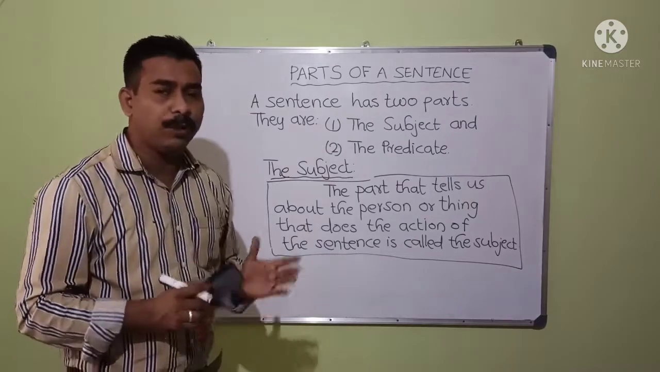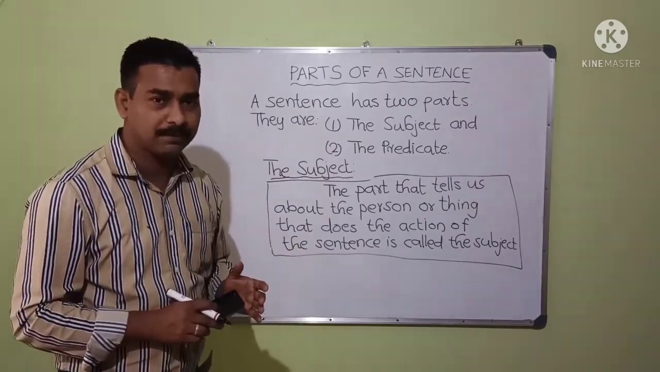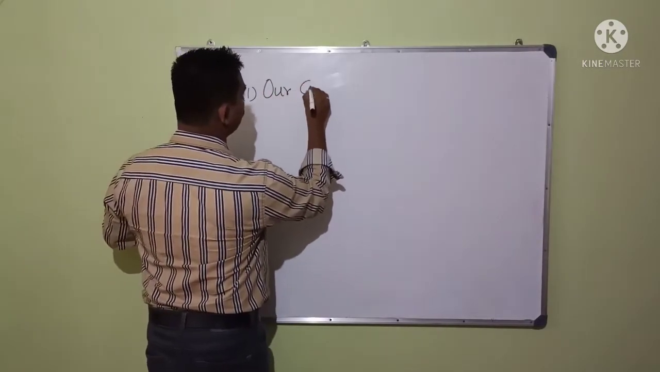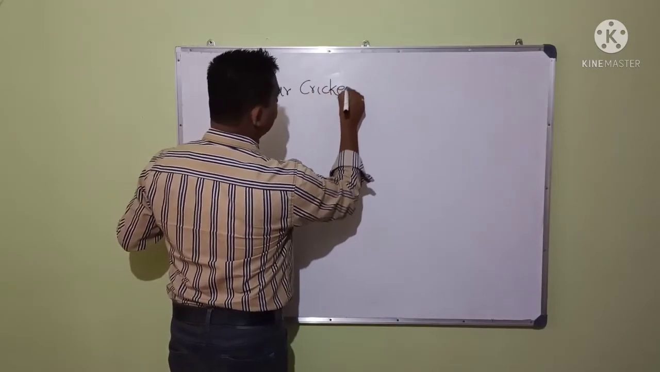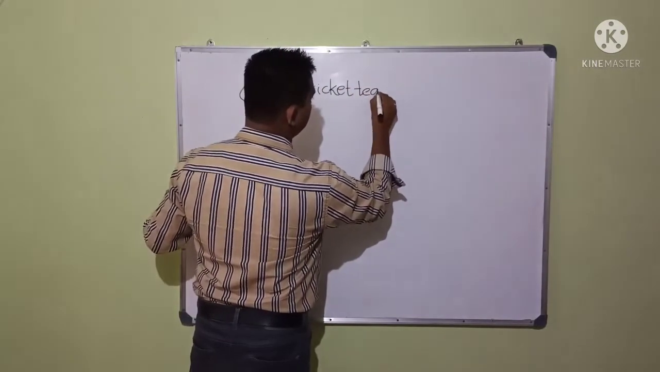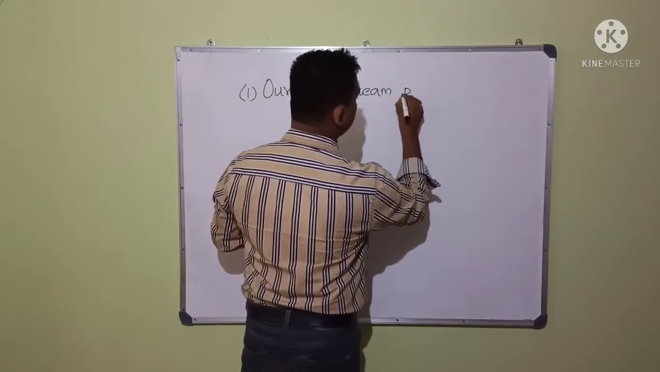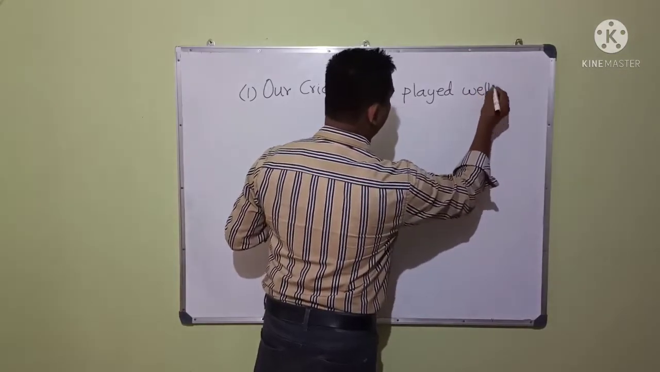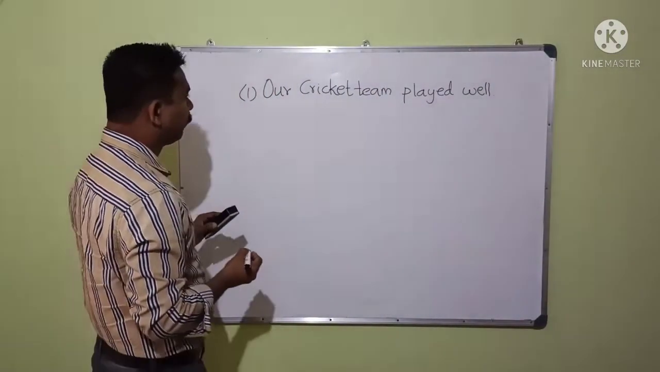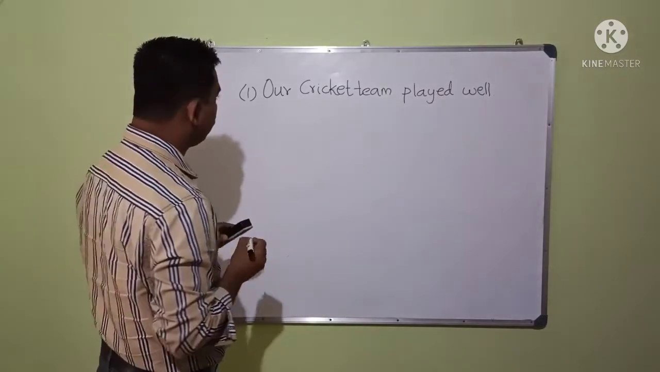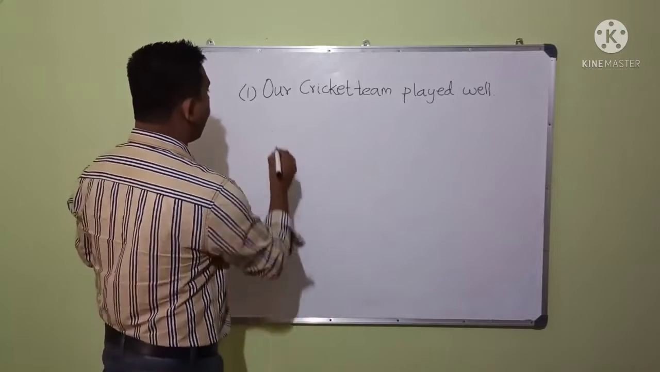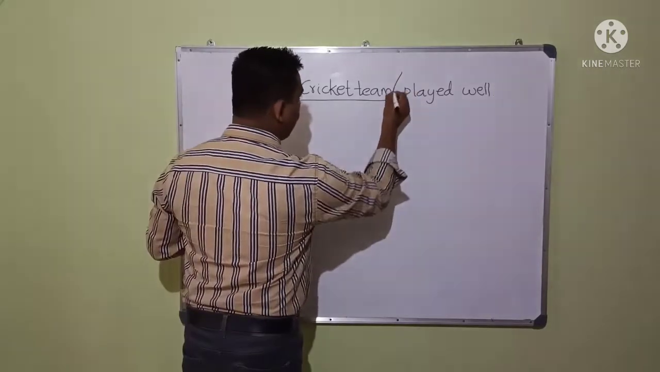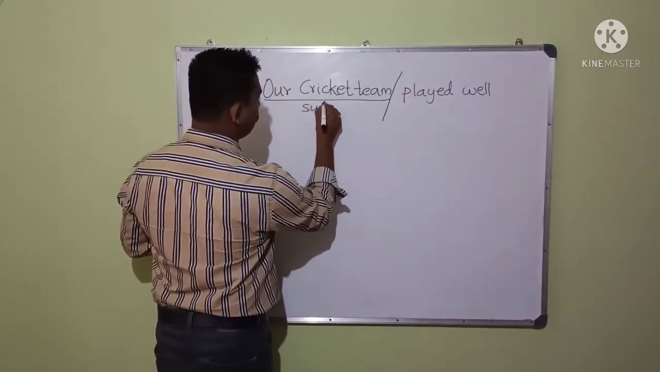Let's learn the subject with the help of some examples. First example, our cricket team played well. This sentence says about our cricket team. So, this part is the subject.